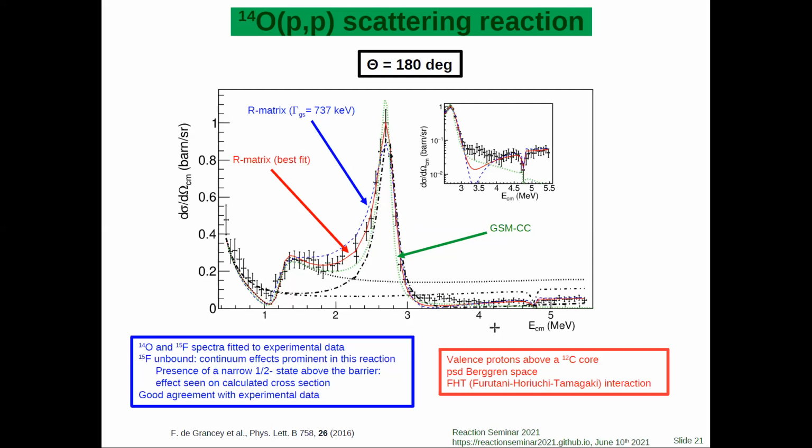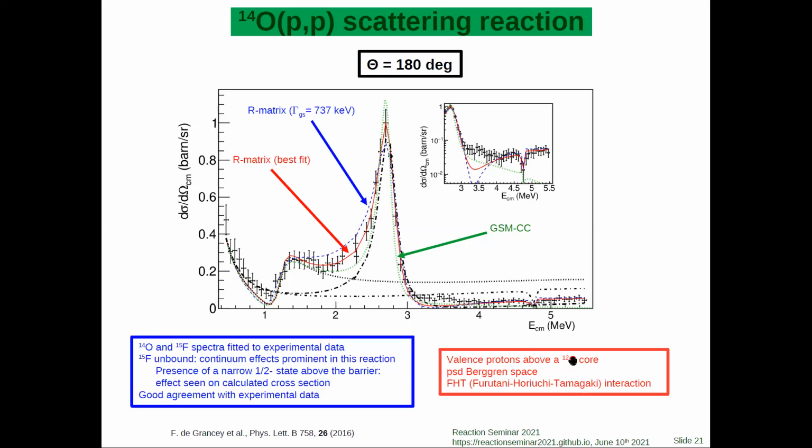And then this appearance of a narrow 1/2- state could be explained from a structure level, but also from a reaction level, because its effect on the cross section here could be reproduced with GSM-CC. You can see here the R matrix fit. Here it is the best fit. Here it is a fit where the ground state has a fixed width. And we can see that all these calculations are very close. So this means that the Gamow Shell model can help solve problems, answer questions which can occur at an experimental level.